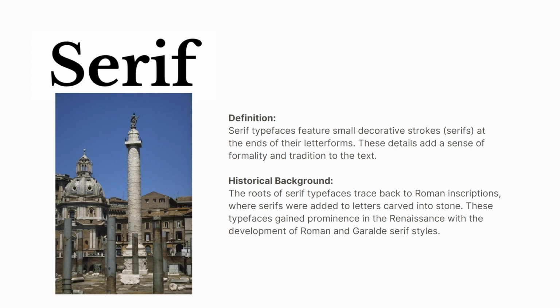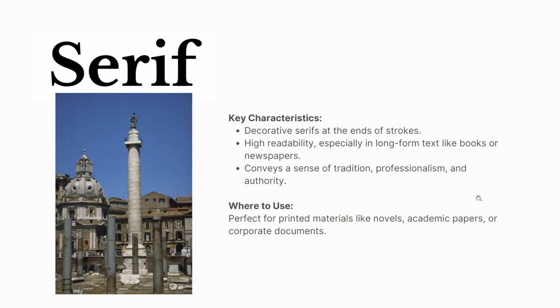And we've already seen the historic background and structure of this in the Column of Trajan. These inscriptions used during Roman times are using serifs when they're carving the letters into stone. And this also helps add to the readability of it. These typefaces are also going to continue to evolve and be expanded upon in the Renaissance. We're going to see this in the Roman, the Giraldi serif type styles. So again, this is helping with readability.